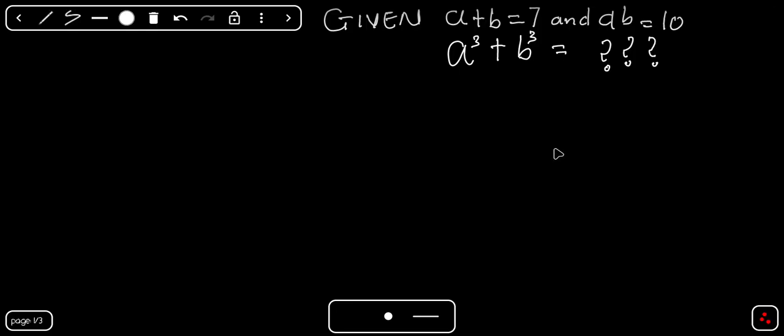So in today's video, we'll be solving this beautiful algebraic question. Given a plus b equals 7 and ab is equal to 10, you have to find the value of a raised to the power of 3 plus b raised to the power of 3.